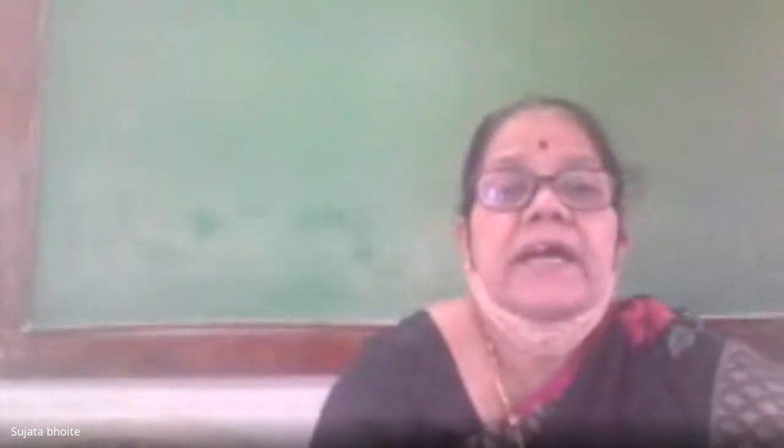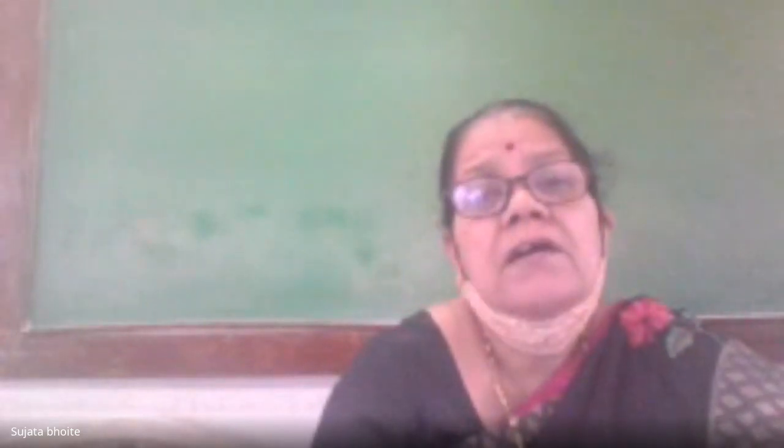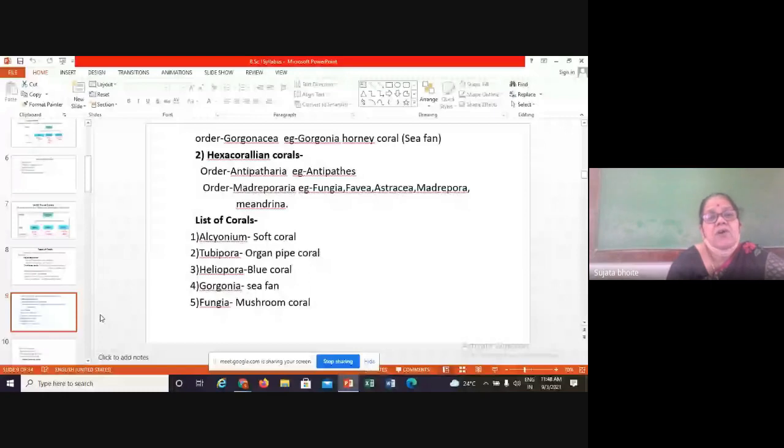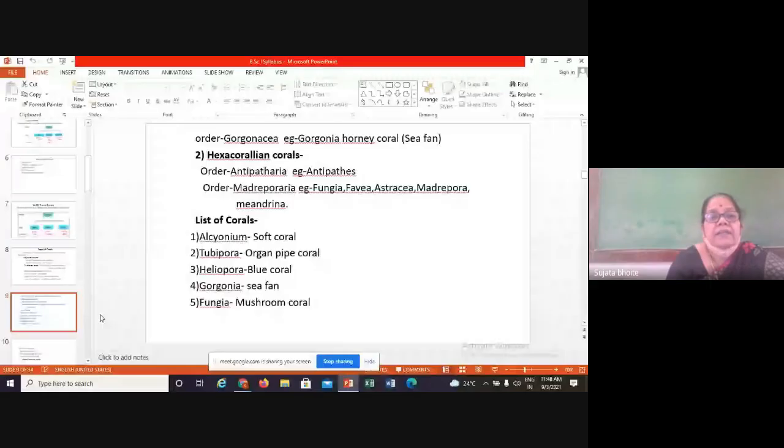Second is the hexacorallian corals. In the hexacorallian corals, there are different orders. The first order is the Antipatharia, for example Antipathes. Order Madreporaria, for example Fungia, Favia, Astraea, and Meandrina. These are the examples of the Madreporaria. And generally, they have the mentions in the list of the corals.